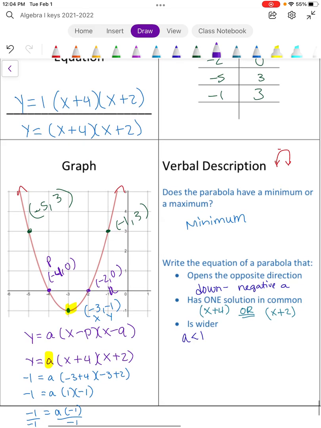So remember, there's always going to be a lot of different options when you're doing these examples. So I'm just going to make one up. I need a negative a. I need a value less than 1. So I could pick basically any fraction. I'm going to pick a fourth, because I can. You could have done a third or a half or 3/4 or whatever you wanted. And then I'm going to use x plus 4 just because I can, and then I get to make up whatever I want for my last one. I'll do x minus 17. So that is one of many, many examples of an equation that fits those three criteria.